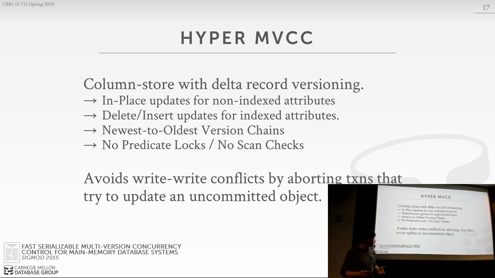for serializability. So they're not going to do any scan checks. They're not going to do any locking on individual tuples, like in our two-phase locking. They're going to do a technique called precision locking, which is going to look a lot like predicate locks, but actually not fully implemented the same way predicate locks are. So just like in Hekaton, they're going to avoid write-write conflicts by allowing the first writer to win.